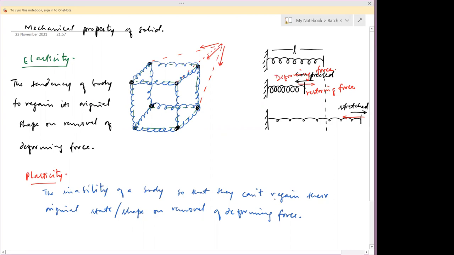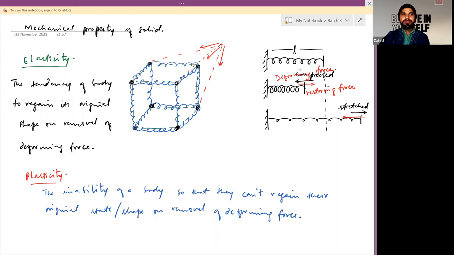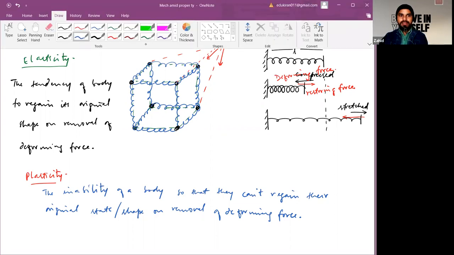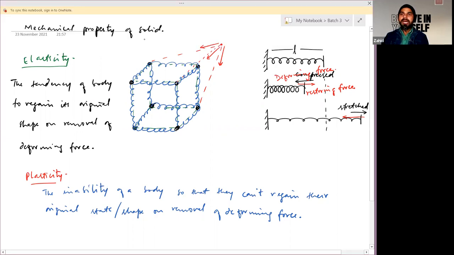Yes, sir. In general, there is no object which is perfectly elastic or perfectly plastic. So the property of a body lies in between elasticity and plasticity. So you'll say the behavior of solid lies in between elastic and plastic nature. Just write it down to this part.